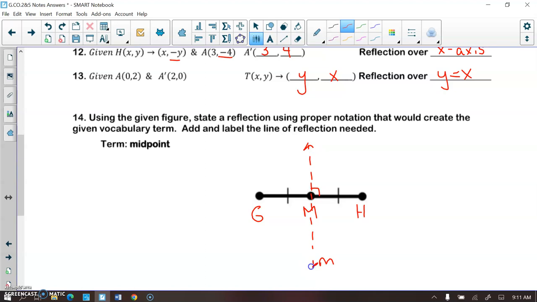So basically, if I take point G and I reflect it over line m, it would lie on top of H, because G to point M is congruent to H to point M. And with reflections, we know that that is the case. So that would define that M is the midpoint then. So I did a reflection over line m, and I reflected point G to get point H. And that's it for that. That's all they wanted you to do.